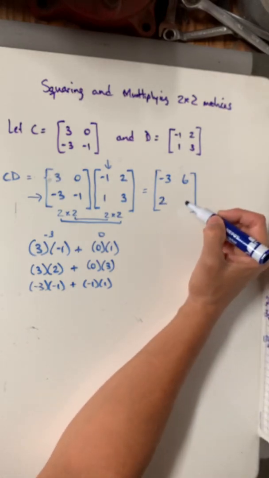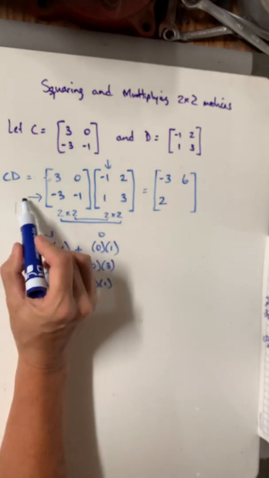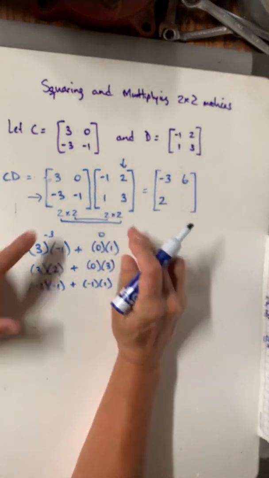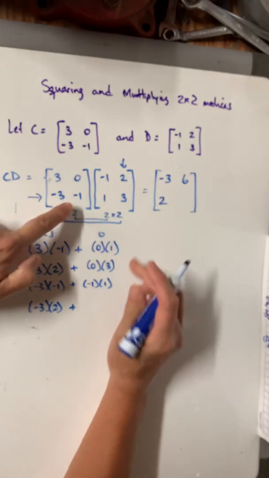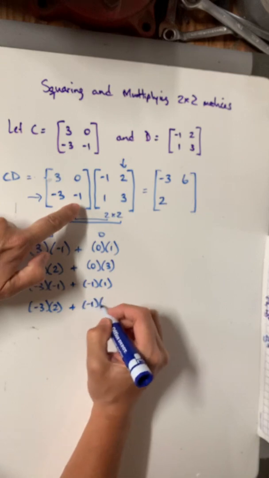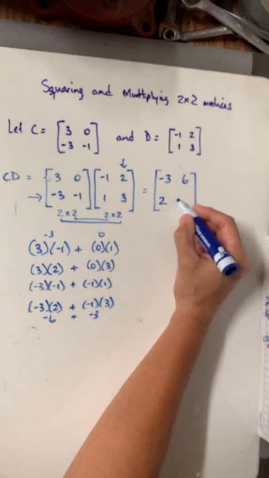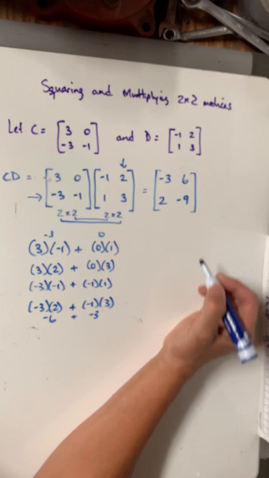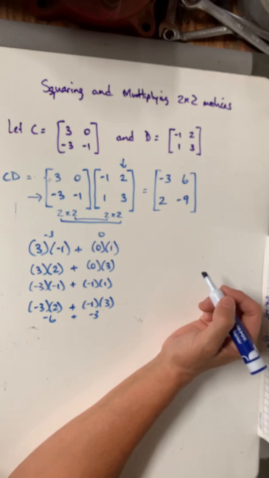And then this guy is in the second row and second column. So I'm going to do the second row with the second column. So negative 3 times 2 plus negative 1 times 3. So this is negative 6 plus negative 3 gives me negative 9. Is that right? Yeah.